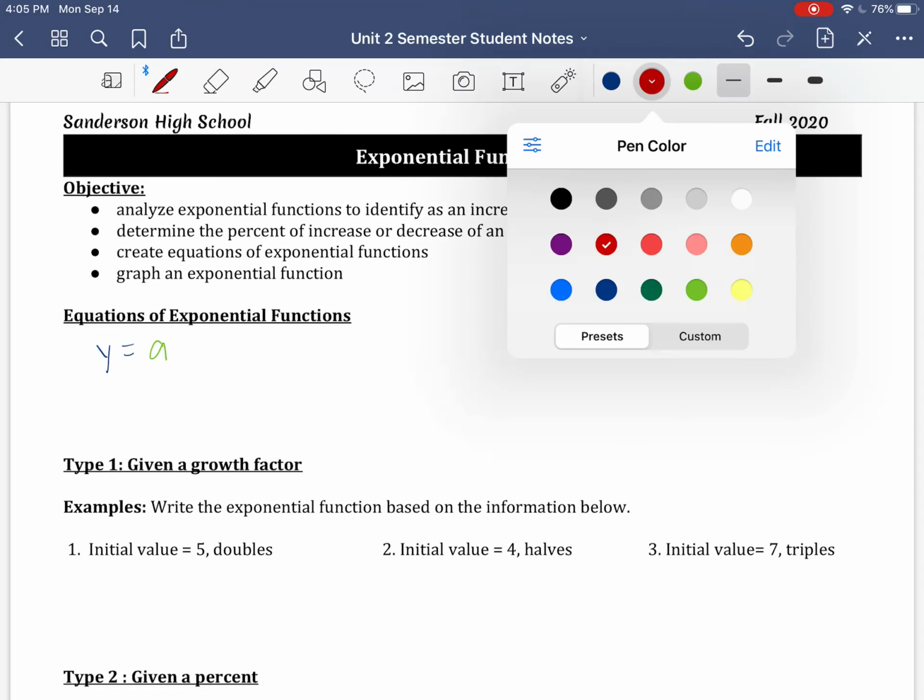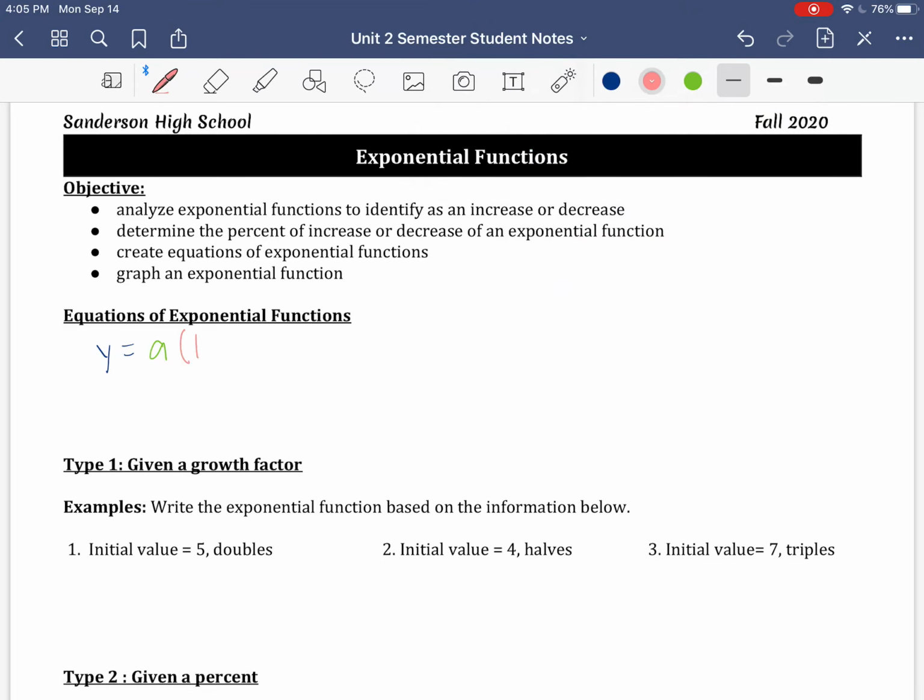And I'll break down what those letters mean. A lot of the time you'll see people write it with the parentheses, but you may also see it written this way: y equals a times b. So you might see the multiplication symbol in there, or you might see parentheses. Either way, there's two important pieces of information we need.